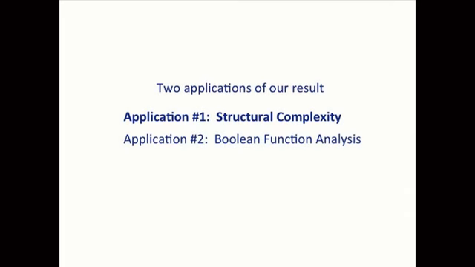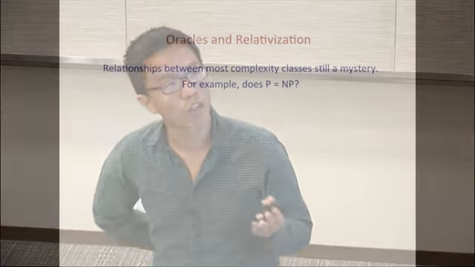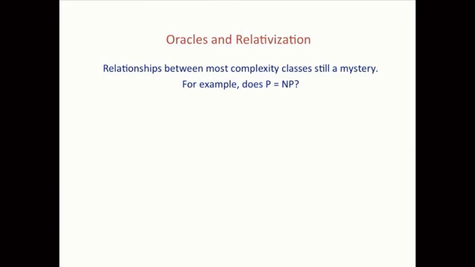Let me touch on two applications of our result in two fairly different areas. One's in structural complexity, so forget everything about circuits. Let's talk about oracles and relativization. Part of our job in complexity theory is we want to separate complexity classes, and we haven't been able to do so for many of them. The famous example here is whether P is equal to NP.